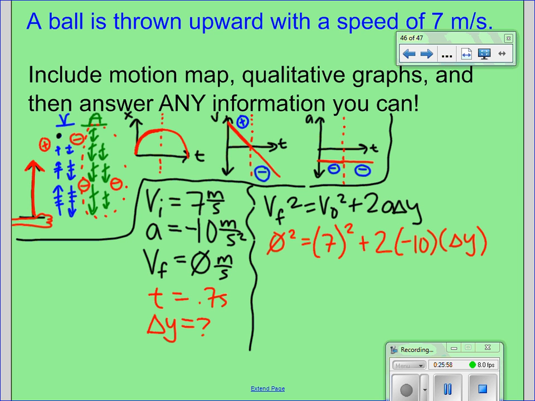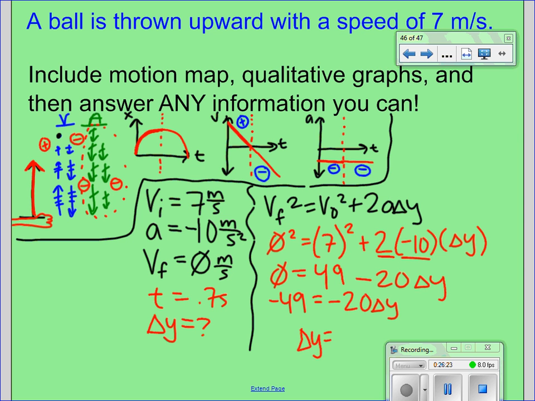0 squared is just going to be 0. 7 squared is going to be 49. And then 2 times a negative 10 gives us a negative 20, and then delta y. Moving the 49 onto the left side gives me negative 49 equals negative 20 delta y. And dividing both sides by negative 20 gives me my answer of 2.45 meters. That's how high up it went.